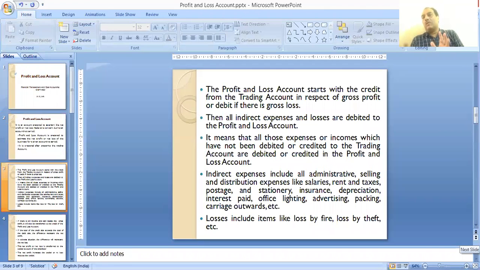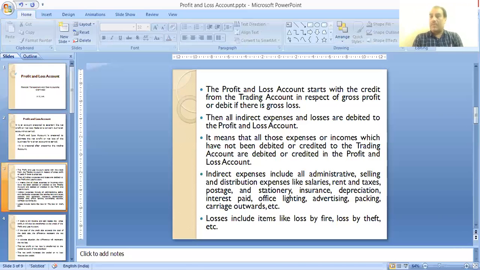Okay, so how do we go about preparing a profit and loss account? A profit and loss account starts with the credit from the trading account. After preparing the trading account, we take information from it and then prepare the profit and loss account. We start the account with the credit from the trading account in respect of the gross profit or gross loss. From there we take the gross profit or gross loss and credit it into the profit and loss account.